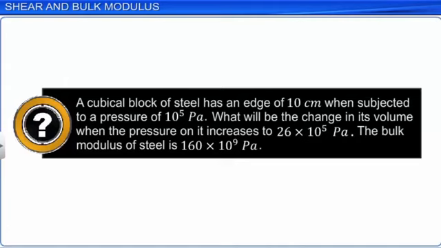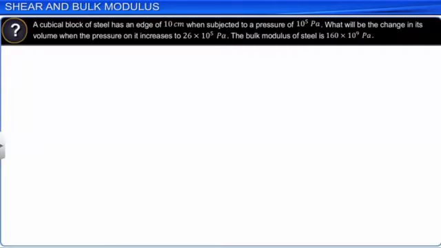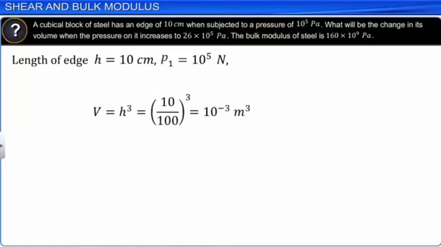The original volume of the cube is cube of the edge. Expressed in meters, the original volume is 10 to the power minus 3 meters cubed. The bulk stress delta P is equal to the change in pressure, and substituting the original and new pressures, delta P is 25 times 10 to the power 5 Pascal.